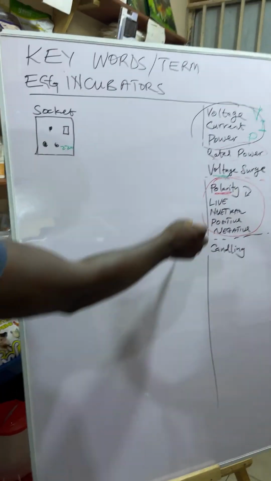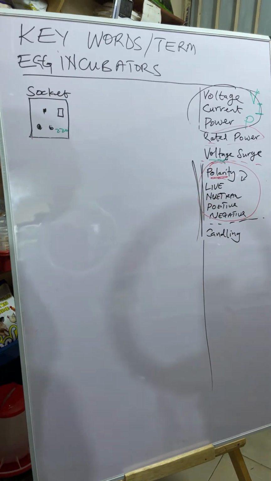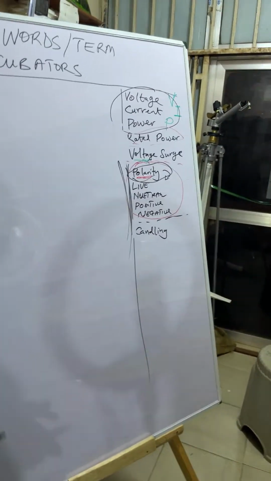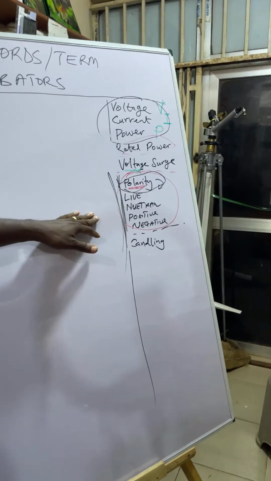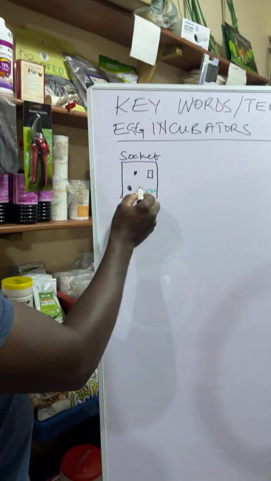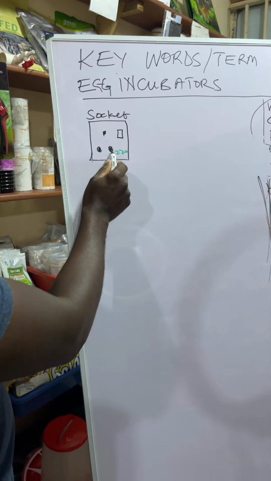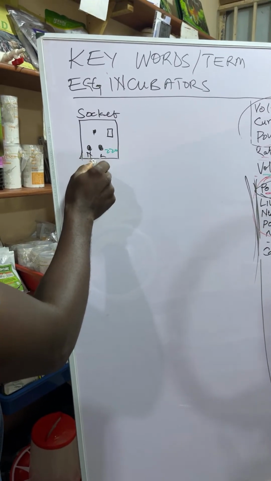Let me quickly finish this and then we close. So polarity is where you have your live and neutral. Usually the one beside the switch, but I don't want to say that. So assuming this is live, this is neutral. This is what?